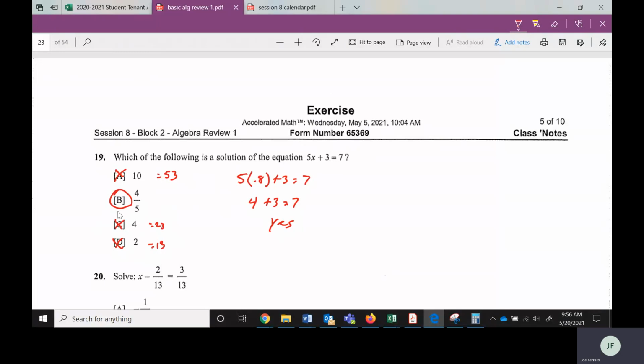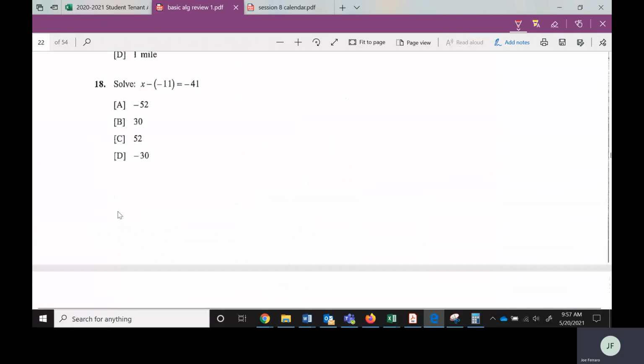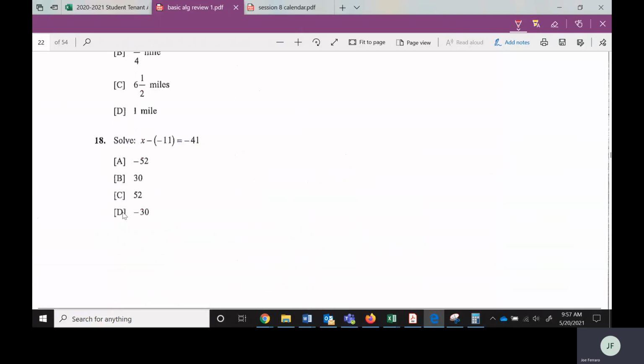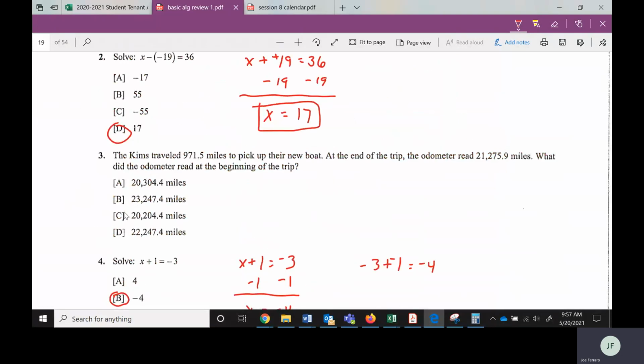Okay. 3 problems left and we're done. I'm going to go all the way back to the first page of the section. We're going to look at word problems. Now these word problems actually aren't too bad, so let's just go over them quick. So the Kims traveled 971.5 miles to pick up the new boat. At the end of the trip, the odometer read 21,275.9 miles. What did the odometer read at the beginning of the trip?